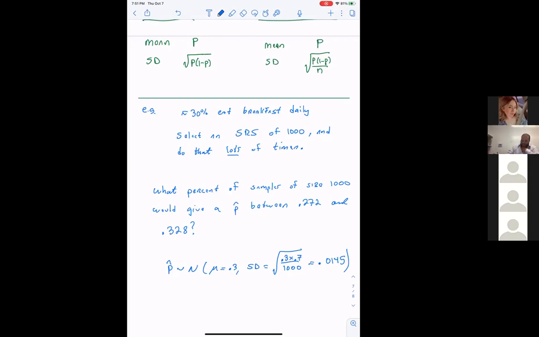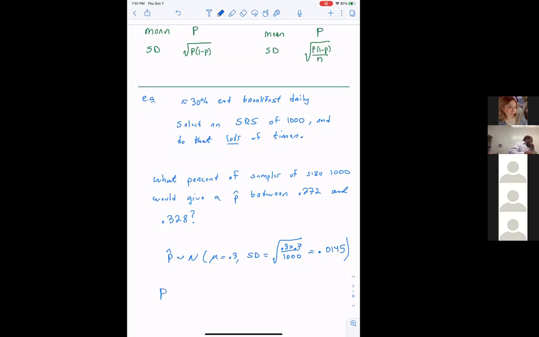Okay. So we're looking for the probability that p hat is between 0.272 and 0.328. What does SRS stand for? It stands for simple random sample. So what's the probability that p hat is between 0.272 and 0.328? How do I compute that?